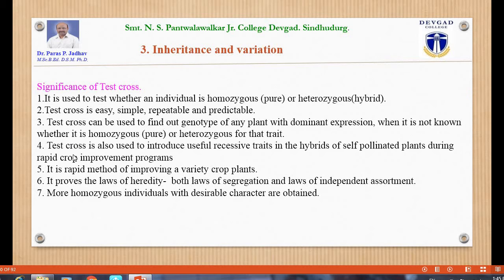heterozygous for that trait. Fourth significance: test cross is also used to introduce useful recessive traits in the hybrids of self-pollinated plants during rapid crop improvement programs. Fifth significance: it is a rapid method of improving a variety of crop plants. Sixth significance: it proves the laws of heredity, both the law of segregation and the law of independent assortment. And seventh significance: more homozygous individuals with desirable characters are obtained.